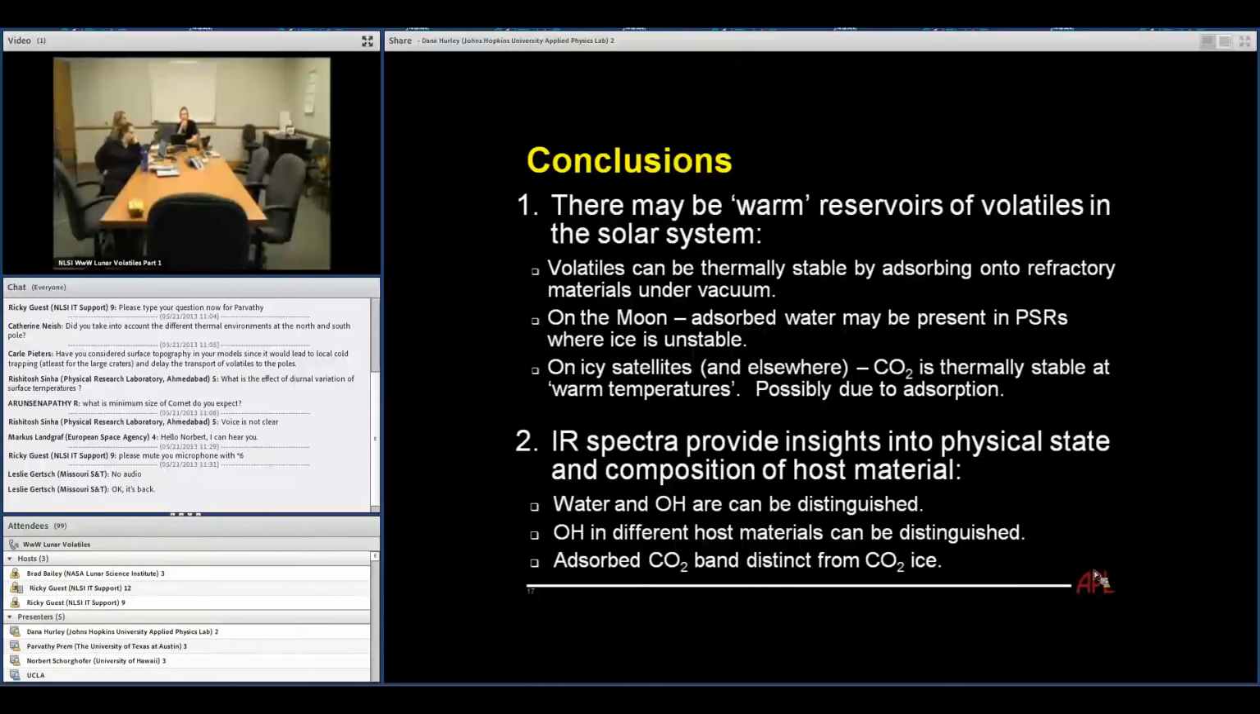So anyway, in conclusion, since we're about out of time, there may be warm reservoirs of volatiles in the solar system, which is the point of our work: to understand if volatiles can be thermally stable by absorbing onto these refractory materials, whether it's CM chondritic materials for CO2 or silicates for H2O. And that IR spectra can distinguish adsorbed states from ices, although you must be careful in investigating the OH band itself, because its strength and position are very dependent on composition.